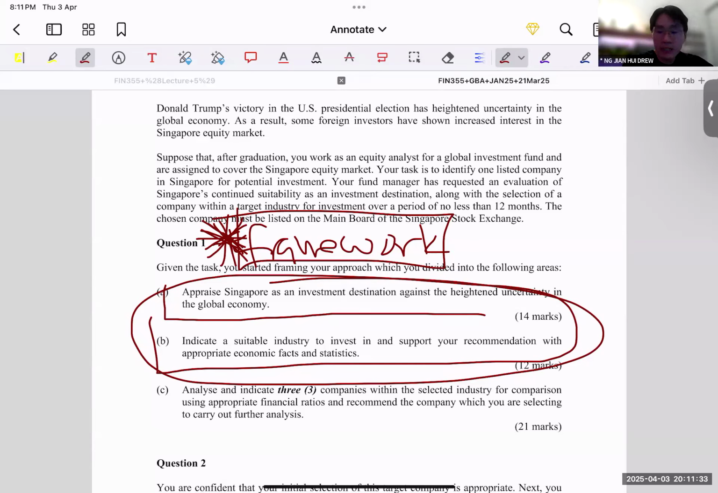Okay, on this point, maybe I just want to highlight something again. At least for the qualitative side of things, there's no right or wrong answer. It's really about how your macro analysis supports your recommendation. So it must be argumentative, right? It must try to convince the reader that, because of all this macro environment, this industry is a suitable industry to invest in. So it must be convincing in that sense.